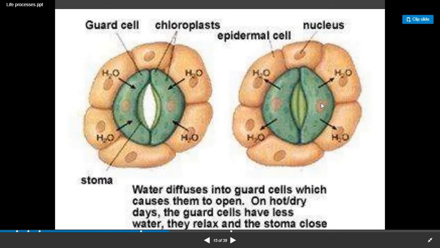This generally happens on hot and dry days, whenever the guard cells lose water, and as a result the stomatal pore gets closed.